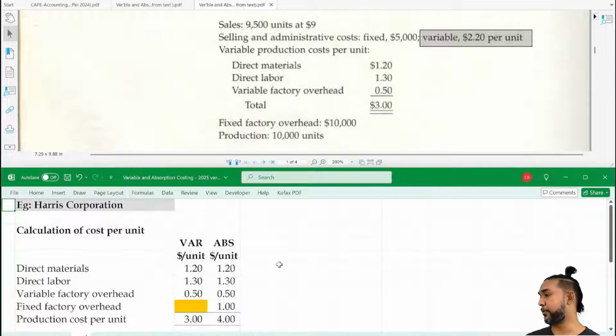Quick question: can I get a G in the chat if you guys are good with that? If you need me to re-explain, just kindly give me an R, and I will happily do so.